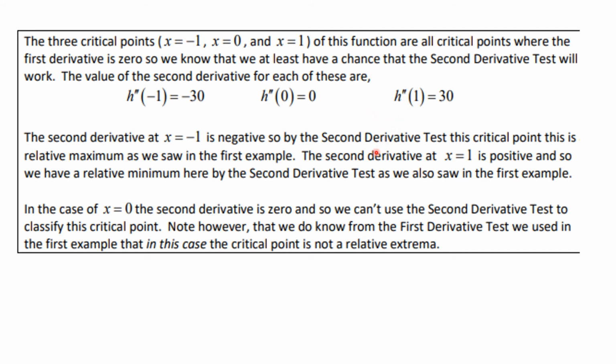I think this just says what I said. The second derivative at x equals minus 1 is negative, so that is a relative max. The second derivative at x equals 1 is positive, so it's a relative min. And this is where it fails. So whenever it fails, you have to resort to the first derivative test. Now we already did that, and we saw that this critical point is not a relative extreme at all. It is neither a relative max nor a relative min.